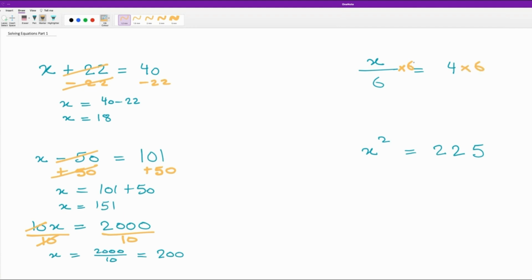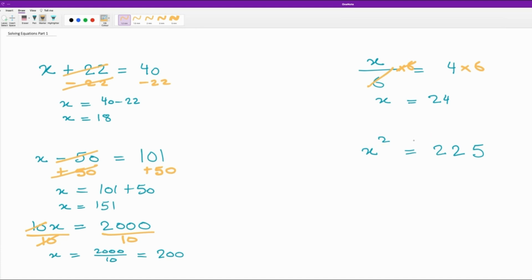In this way, multiply by 6 and divide by 6 will cancel, leaving us with x is equal to 24. Let's now move to the final question, and that is x squared is equal to 225. The goal here, again, is to keep this x by itself. To do that, I need to move this squared over to the other side.